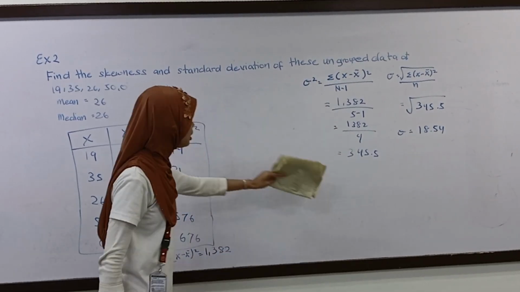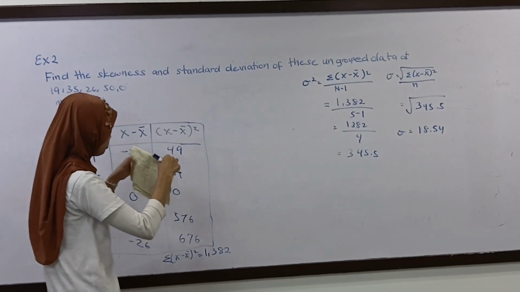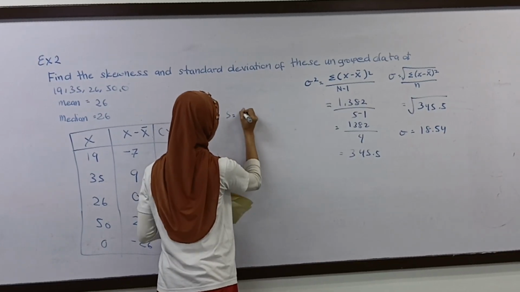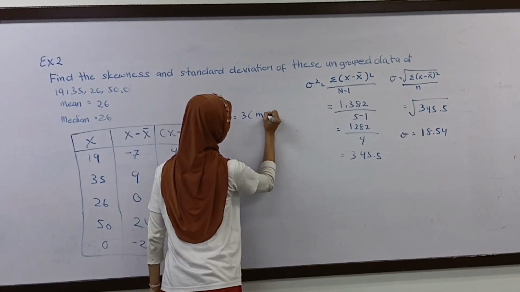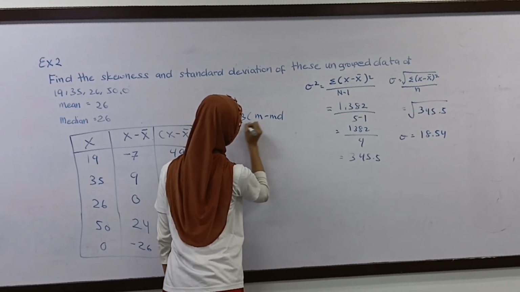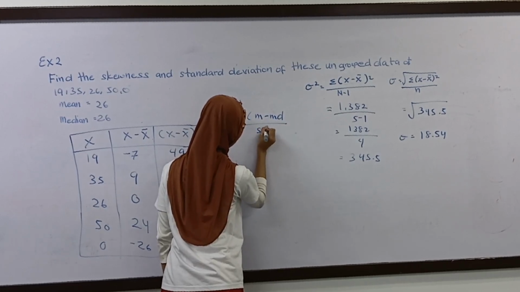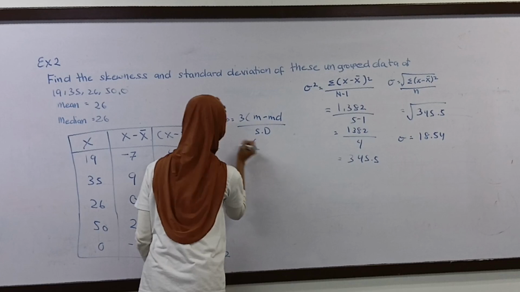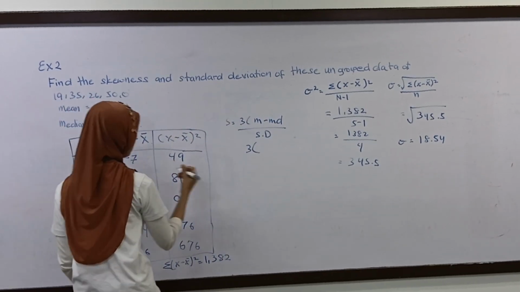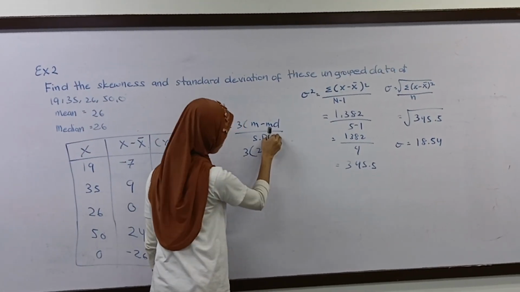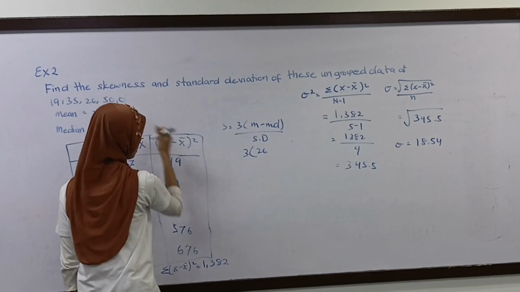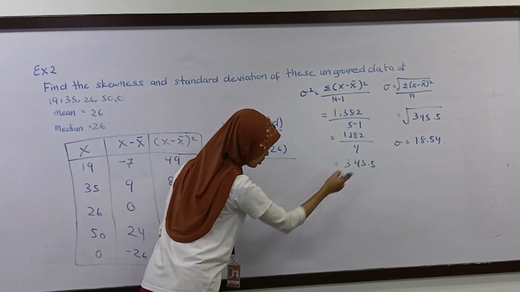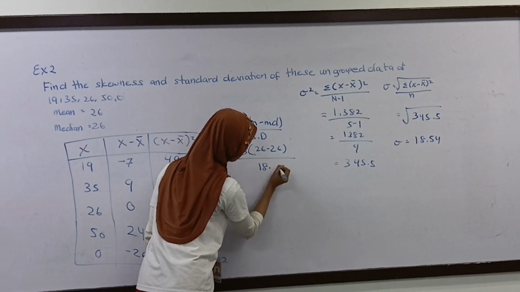So now we only need to find the skewness. The formula of skewness is 3 times mean minus median over standard deviation. So 3, what is our mean? It is 26. Our median is also 26. Our standard deviation is 18.4.